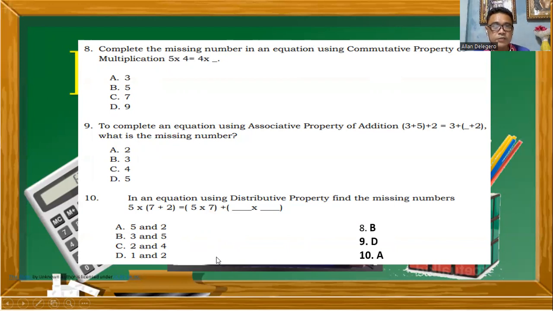Okay, let's check. The answer for number 8 is letter B. So 5 times 4 equals 4 times 5. Answer for number 9 is letter D, 5. So 3 plus 5 plus 2 equals 3 plus 5 plus 2. And for number 10, the answer is letter A, 5 and 2.